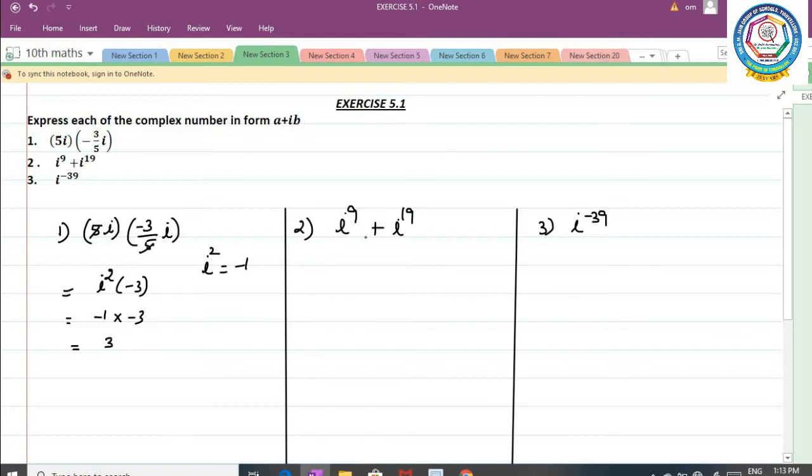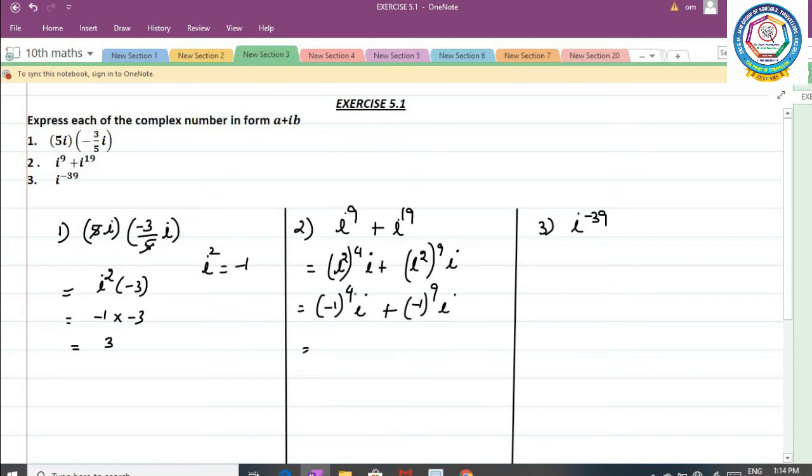Next question, i power 9 plus i power 19. So i power 9 can be written as i square the whole power 4, because 9 twos are... 4 twos are 8, but here i power 9 is there, so one more i I am writing here. Next one, i power 19. We know the value of i square only. So in that format I am writing i square into the whole power 9. 9 twos are 18, but here 19 is there, so one more i. So i square is minus 1, the whole power 4 into i, plus, i square is minus 1, the whole power 9 into i.